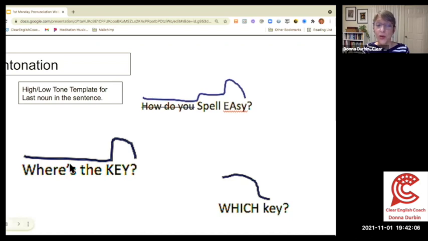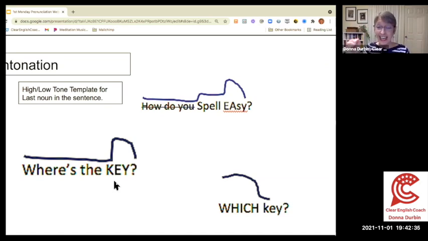Now let's try this one. Where's the key? Do you hear the glide? Where's the key? It's not "where's the key," it's "where's the key." And what's happening when we do this glide is that we're putting emphasis on this main word. We're stretching that word out. And so a glide helps to make that note longer so that we hear it.